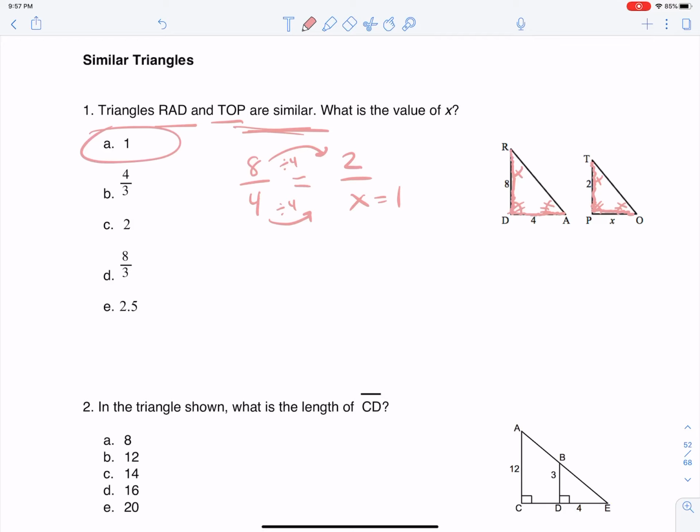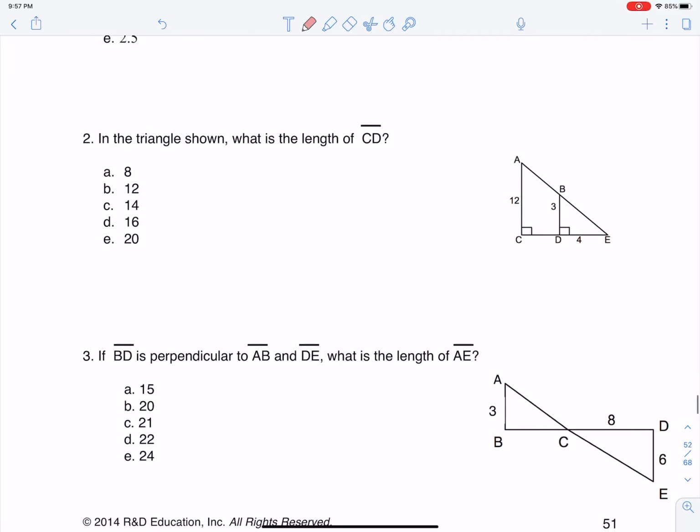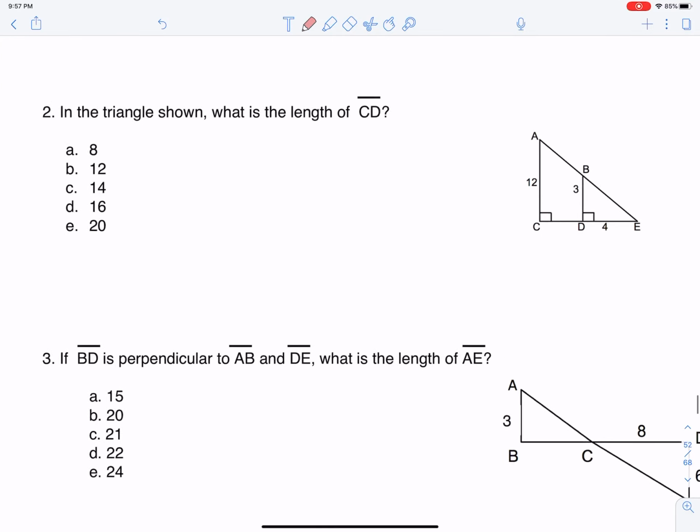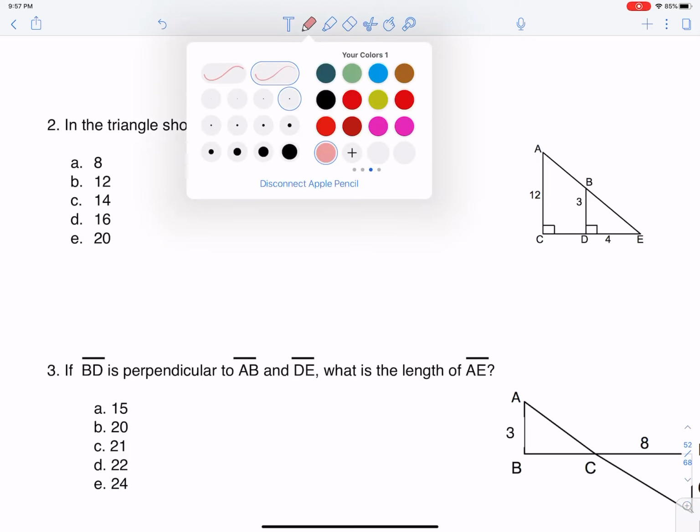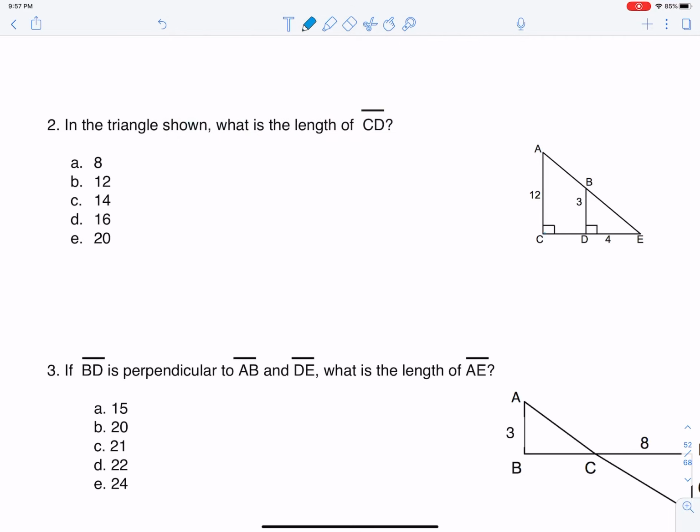So now that we know the concept, let's go to something a little tougher. Here it says, in the triangle shown, what is the length of CD? Let's switch our colors here for a second. Here we want CD. Now here's the thing that's important to note: we're really dealing with two triangles here. So I'm going to pull out the big triangle, ACE. Here's the really big triangle. It has a 90-degree angle, and we can mark it ACE.